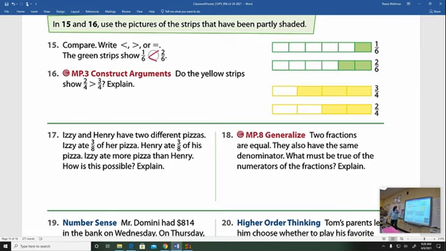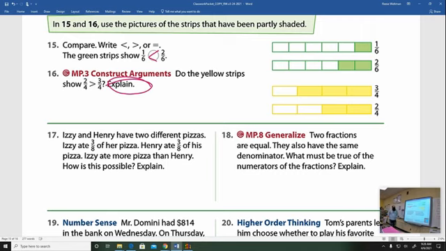Do the yellow strips. Now, remember, when you see something that says explain, it means they want a sentence. And what do I want when you guys write a sentence? Caps. That's right. I want capitalization, accuracy, punctuation, and spelling. One complete sentence, and I want you to restate. So in this case, it says, do the yellow strips show that 2/4 is greater than 3/4? Do they show that?